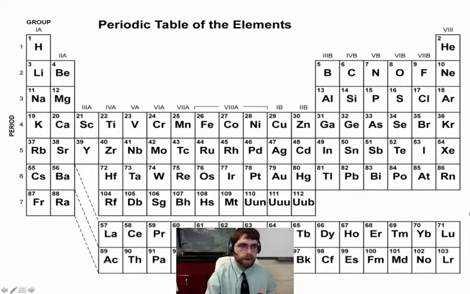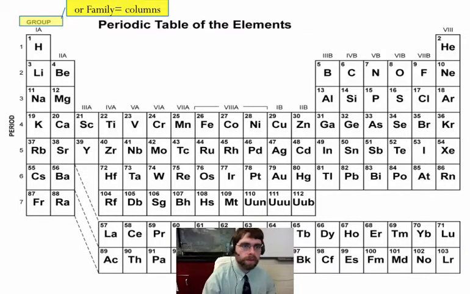So a couple things to point out or highlight before we move on with naming the groups or families on the periodic table. First off, group is another word for family. Although technically speaking, group is columns only, and some of the families do go over more than one column. But group or family I'll use interchangeably to refer to the columns or groups of columns on the periodic table.